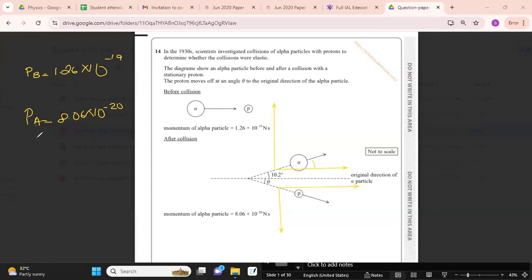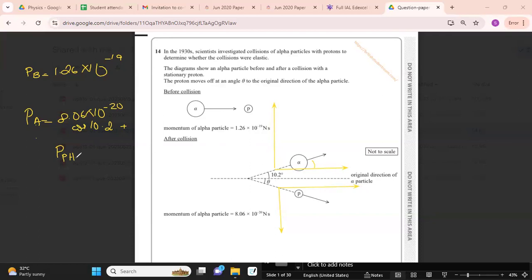The momentum after the collision is going to be 8.06 into 10 to the power of negative 20 cos 10.2 plus the horizontal component of the momentum of the proton. If I add the horizontal component of the momentum of the proton to the horizontal component of the momentum of the alpha particle, that should be equal to the momentum of the alpha particle before the collision. Using this method, I can find the horizontal component of the momentum of the proton.